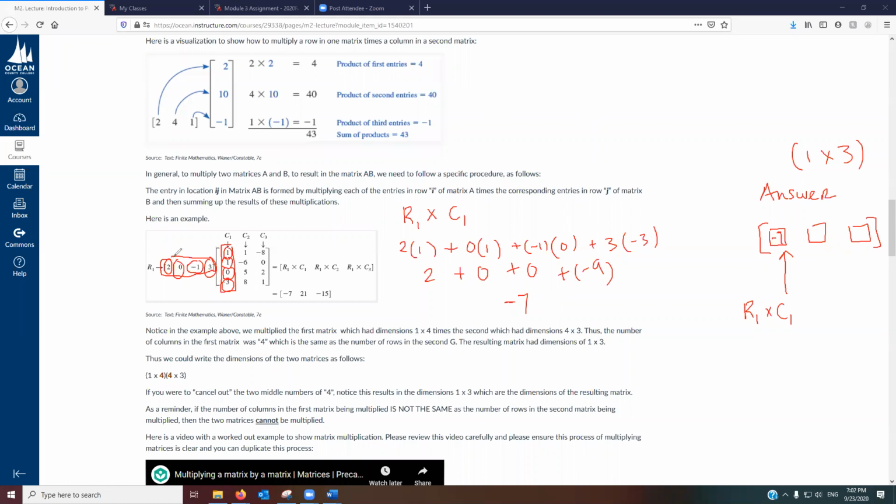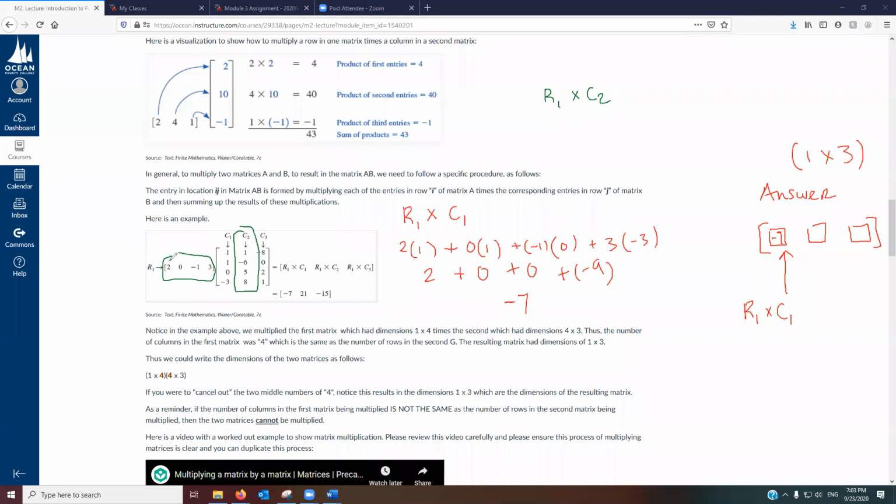Let's take row 1 and multiply it by column 2. All right, I'll do it up here. Row 1 times column 2. All right, so I'm going to start out with this. Let me erase what I did here to make it a little easier to see what we're doing. Okay, so now we're going to take row 1 and multiply it by column 2.